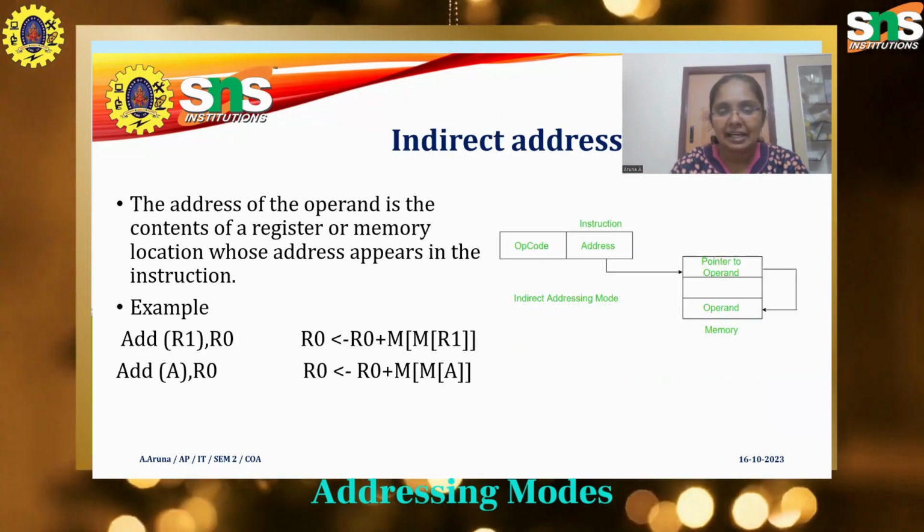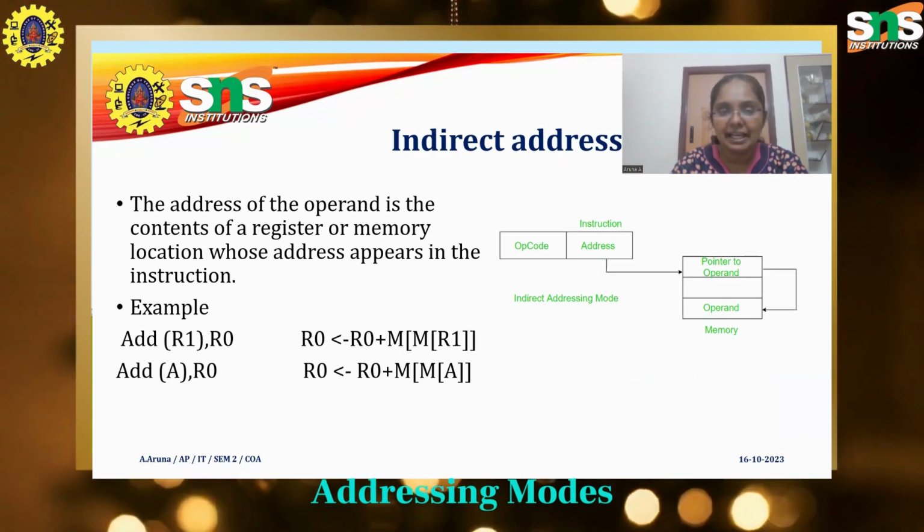The next one is the indirect addressing mode. In indirect addressing mode, we mention the memory location indirectly: the address of the operand is in the content of a register or a memory location whose address appears in the instruction.